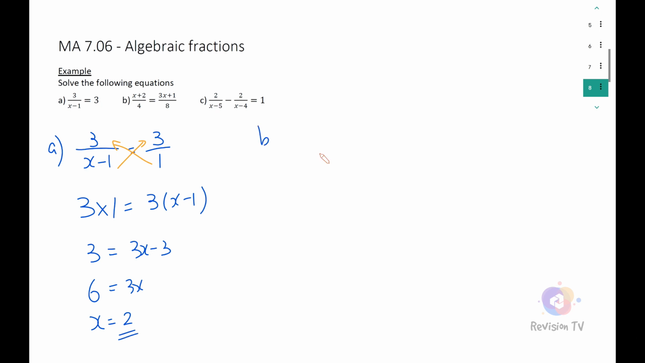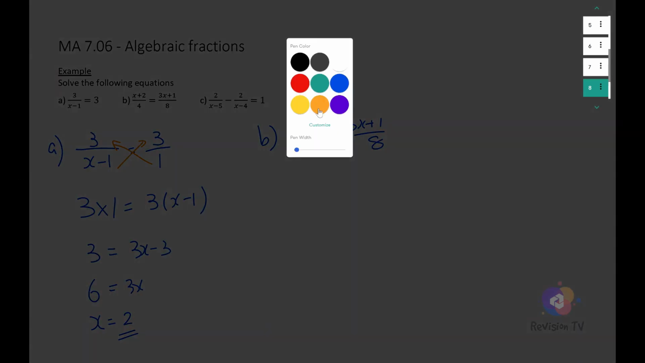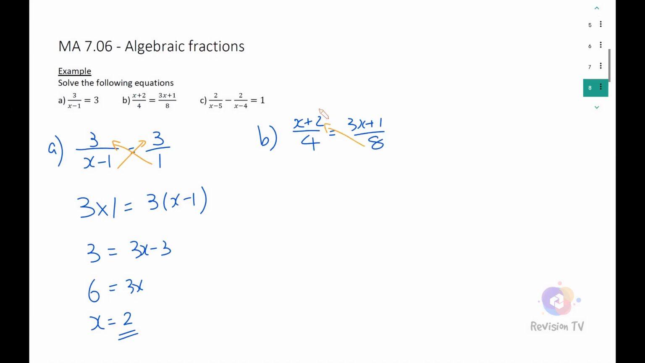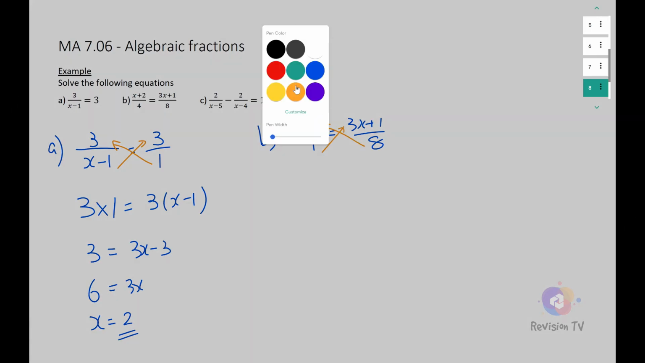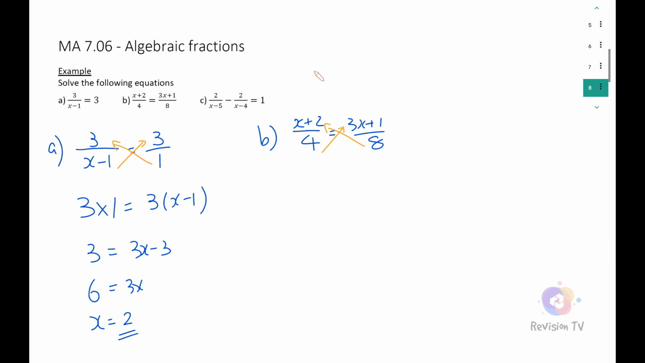Right? Part B. Question B, same thing. Again, when we see a fraction on both sides, what do we do? We cross multiply. So 8 times x plus 2, 4 times 3x plus 1. So on the left hand side, we're left with 8 bracket x plus 2 equals, right hand side, 4 bracket 3x plus 1. So expand the bracket on both sides, 8x plus 16 equals 12x plus 4. Collect the like terms, so bring the like terms to one side.